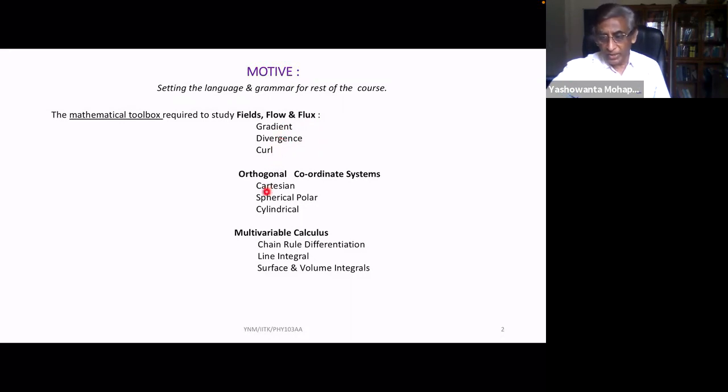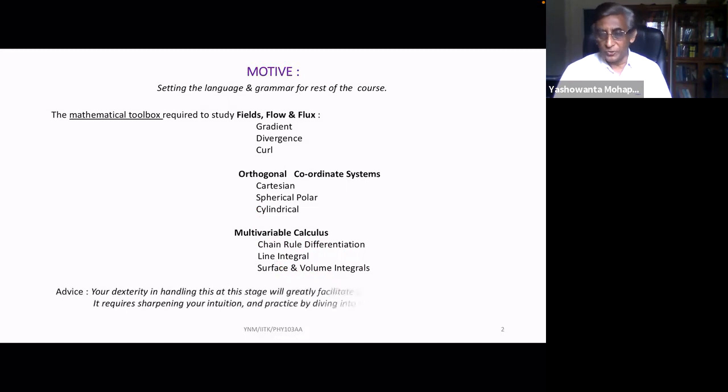And all this we require in Cartesian, spherical polar, and cylindrical coordinates, the three orthogonal coordinate systems that we'll extensively use in this course. And the calculus would not be the simple one-variable calculus that you are so familiar with, but its extension, multivariable calculus, with the chain rule of differentiation, line integrals, and surface and volume integrals involved in the day-to-day lectures of this course.